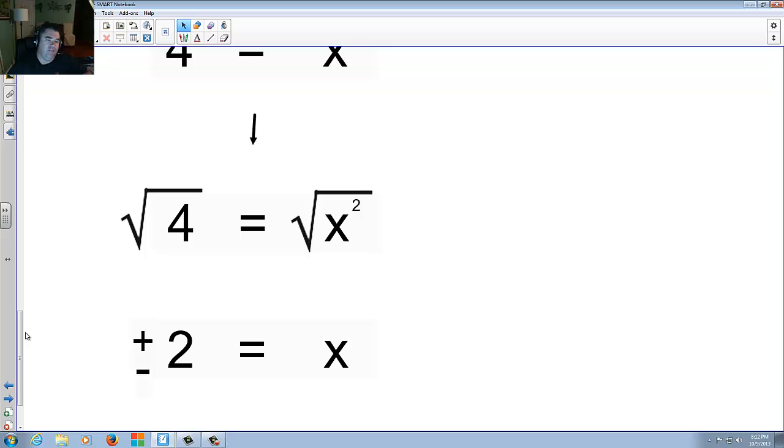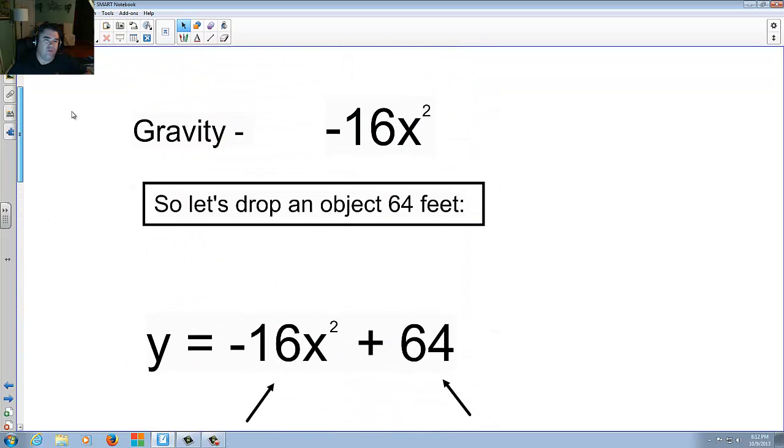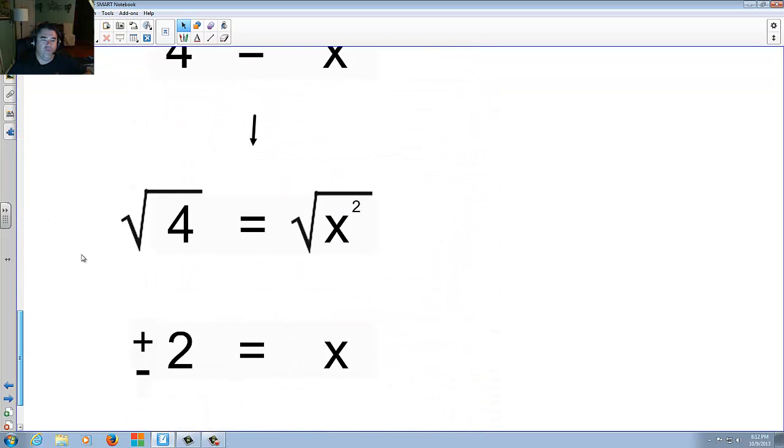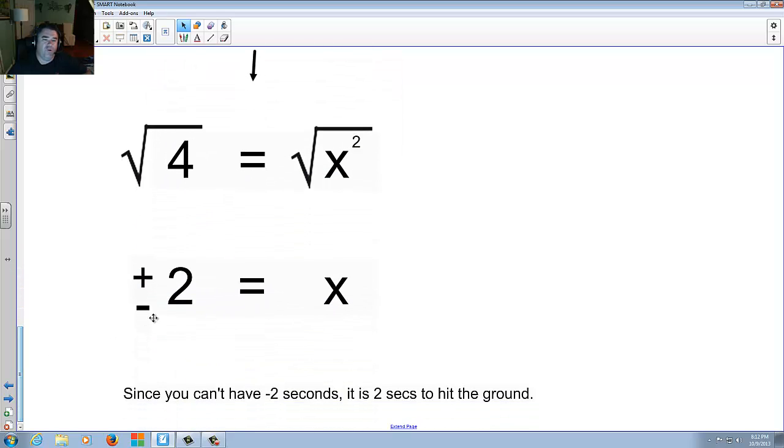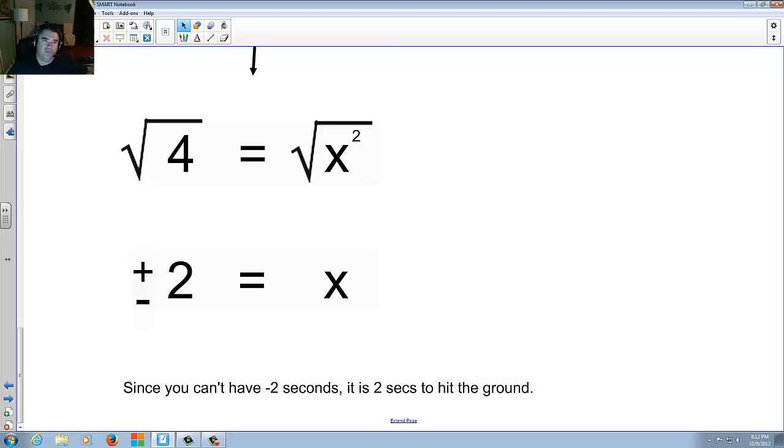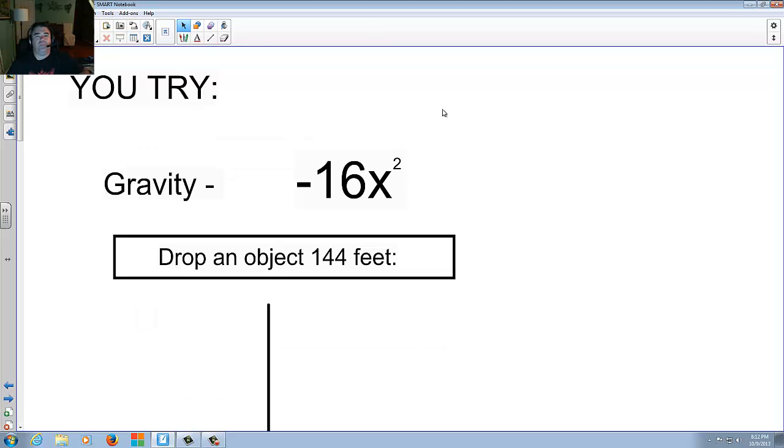However, in this case, you are not going to be able to drop an object for negative 2 seconds. Therefore, we can rule out the negative, so it takes 2 seconds to hit the ground. You try, go ahead. Gravity, negative 16x squared, drop an object 144 feet. When will it hit the ground? Go ahead. Let's see how you did.